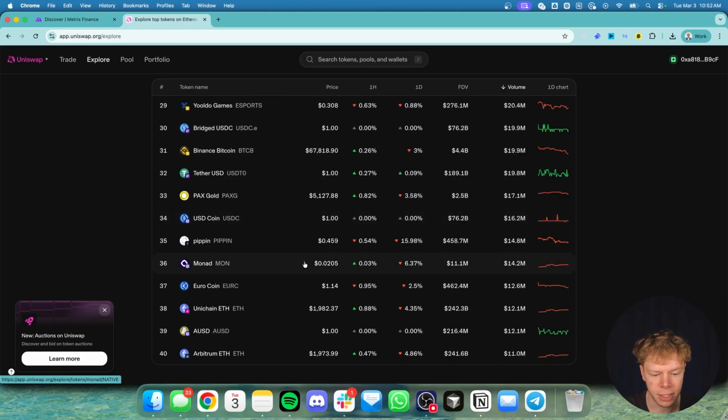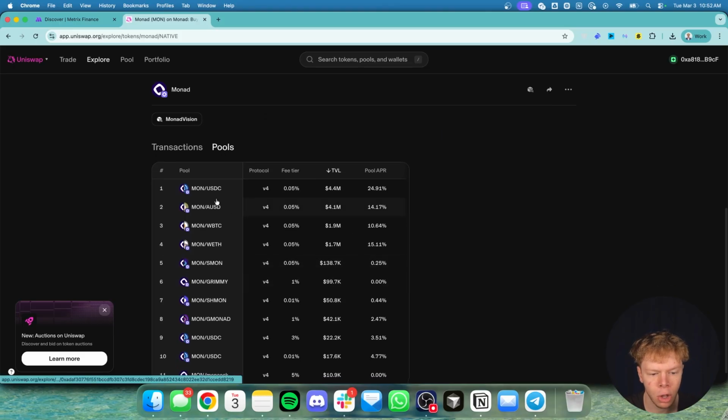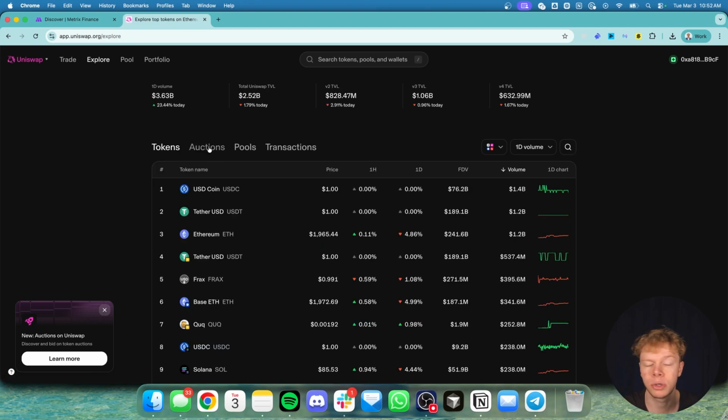So one of the things I would like to do is look at, let's just say Monad, right? If I click on Monad and I go over here to pools, I'm going to be able to see all the pools with Monad over here basically and look at the TVL, look at the version, the fee tier, the APRs, everything is shown here. So it's great for just quickly finding pools associated with specific assets.